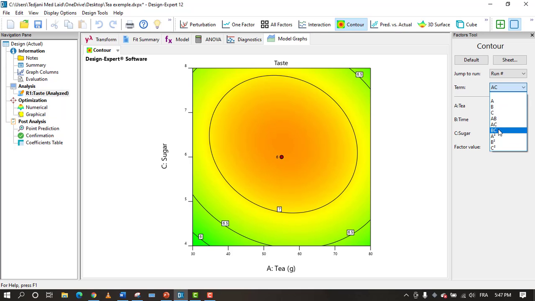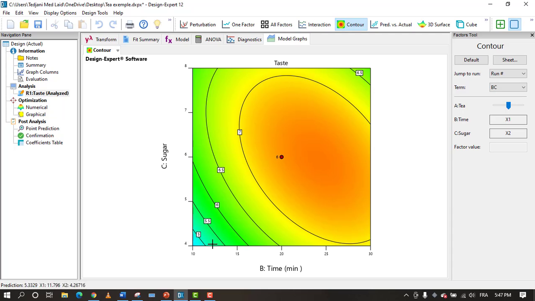Let's see now the interaction between B and C. An increase in both the time and sugar has increased the taste of tea. Increasing the time from 10 minutes to 30 minutes has increased the taste of tea significantly. Increasing the sugar from 4 to around 7 has increased the taste of tea significantly. A further increase has decreased the taste of tea slightly. Okay, this is how we interpret the contour plots.